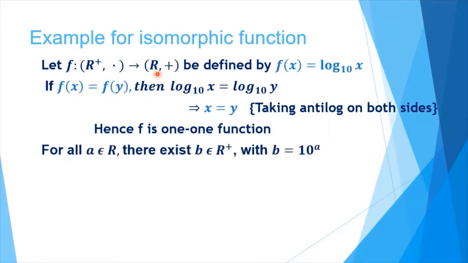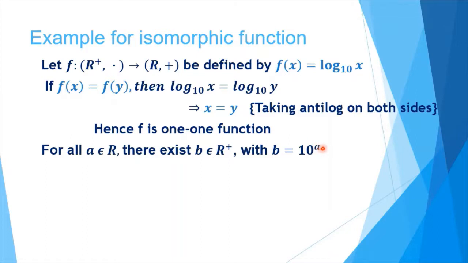Similarly, we may see that for each element A belonging to R, that is for any real number A, we may find a positive real number B, with B equal to 10 power A. You take any real number, you raise 10 to the power of that number, it will be a positive number only. So we may see 10 power 0 itself is 1, and 10 power minus 1 will be 1 by 10, that is equal to 0.1.